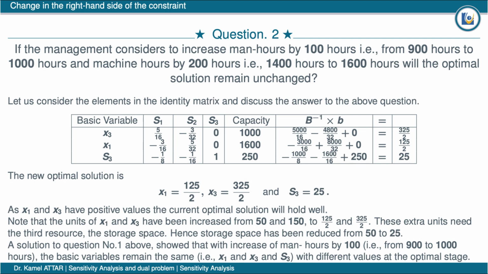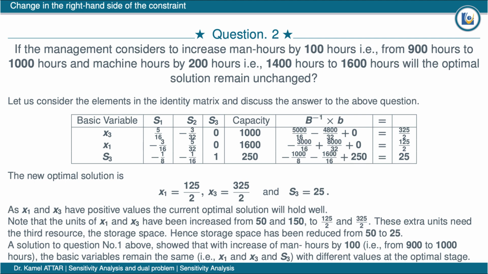Note that the units of x1 have been increased from 50 to 125/2, and the units of x3 have been increased from 150 to 325/2. These extra units need the third resource, the storage space. Hence, storage space has been reduced from 50 to 25 cubic meter.